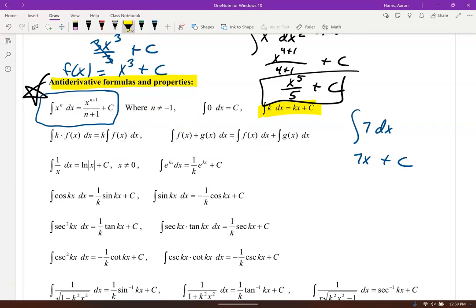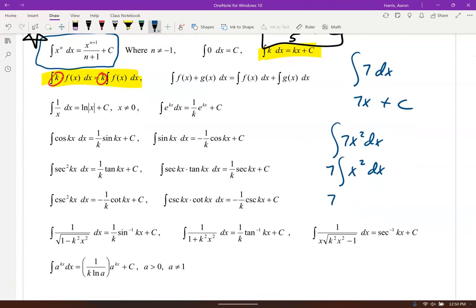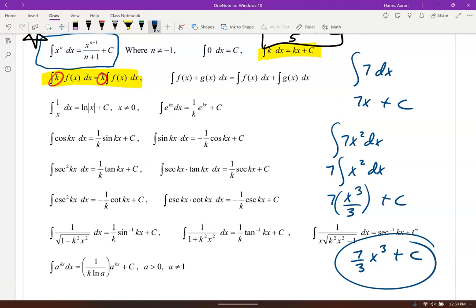Our third rule down here, notice that I can put that k out front and then run the integral on that. Okay. So, for example, the integral of 7x squared. I could put the 7 out front, and now I run the power rule for integrals. So x to the third over 3 plus a constant. So this just ends up being 7/3 x to the third plus a constant. In other words, that derivative will give you 7x squared, right? If you go backwards.